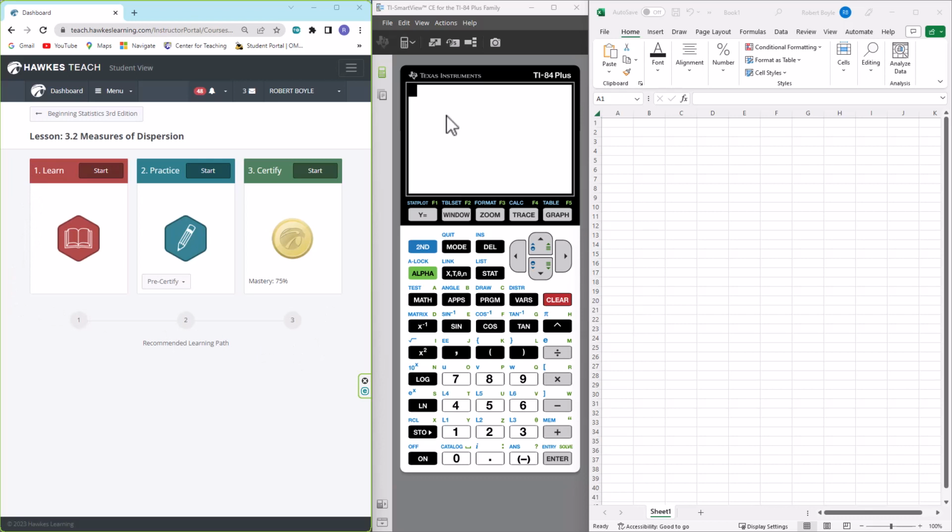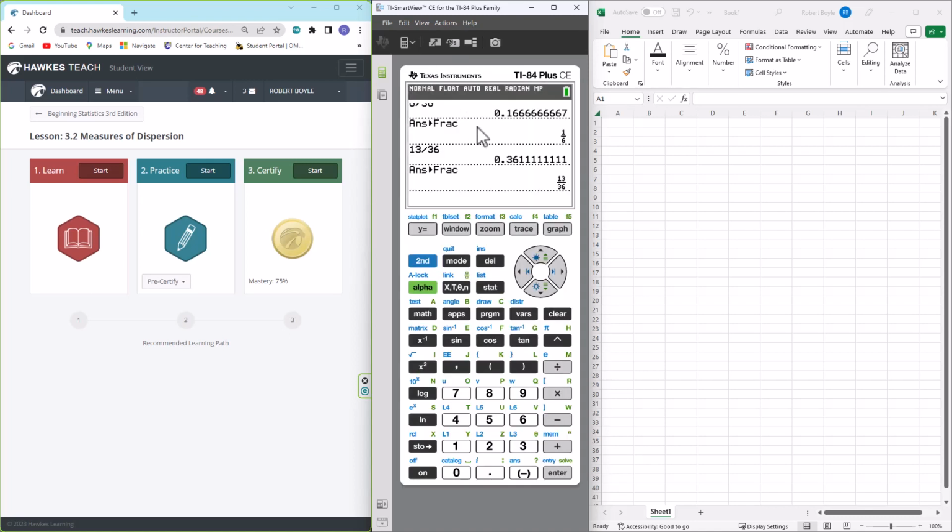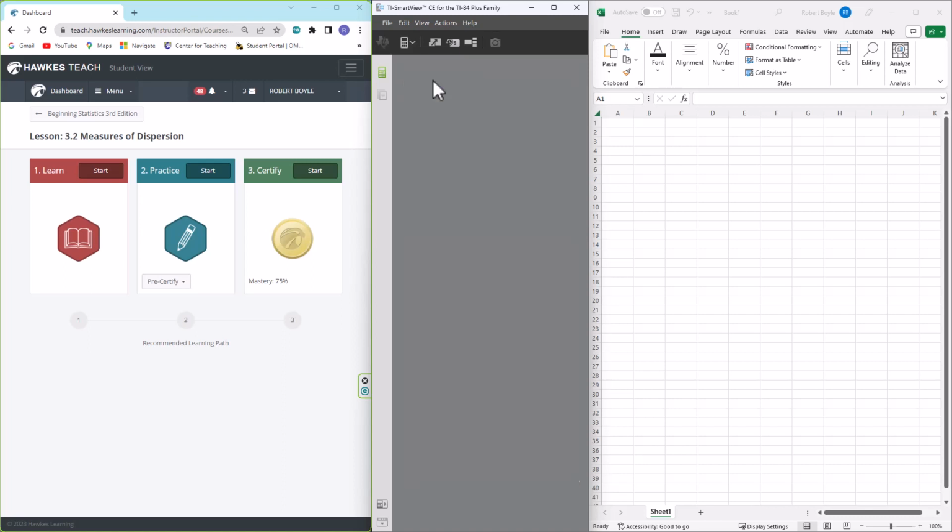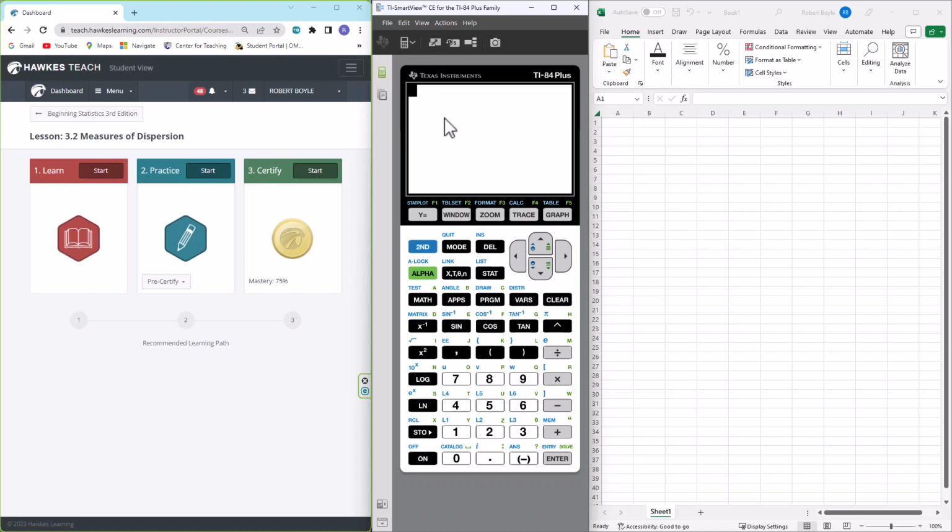Let me change my calculator here. And here I have my TI-84 Plus calculator. Some of you may have this, or may have the slightly more advanced TI-84 Plus CE. I'm going to stick with this one because the strokes I use on this will work on both versions of the calculator.